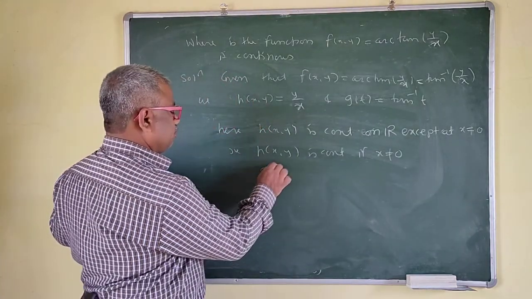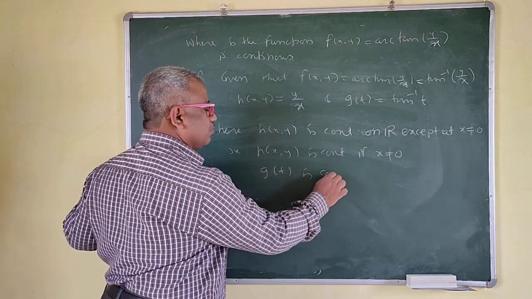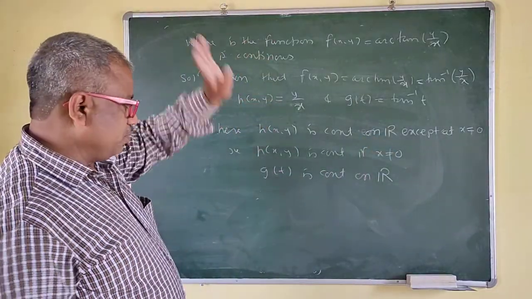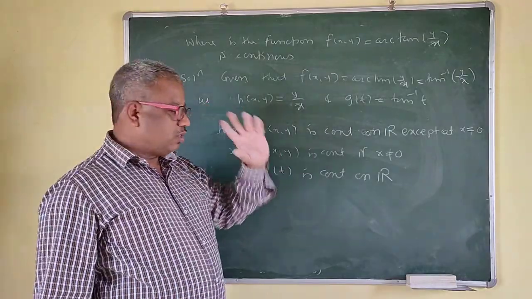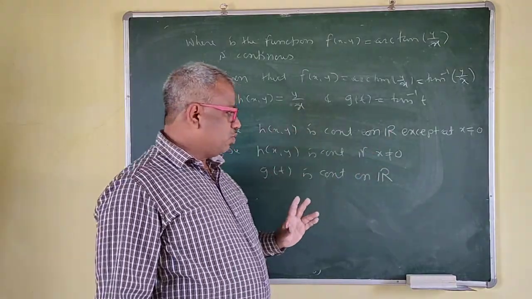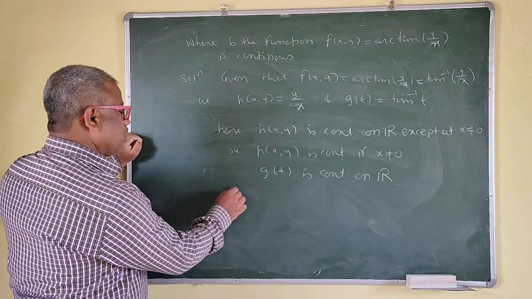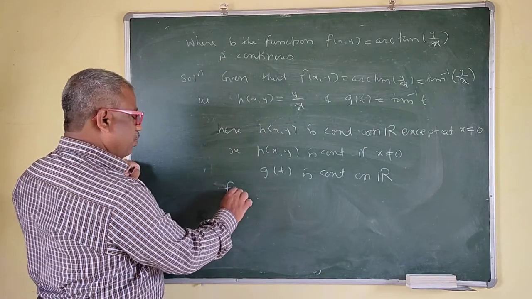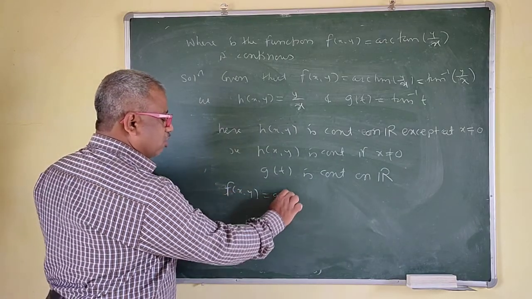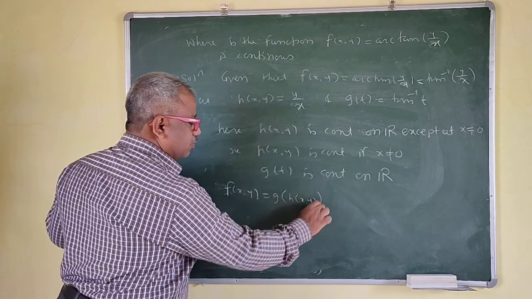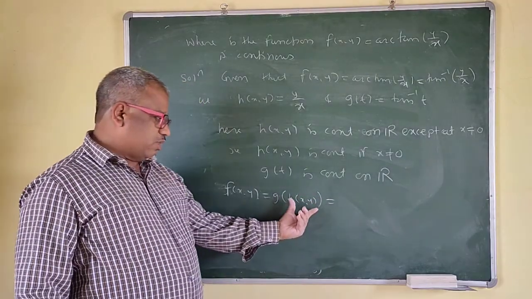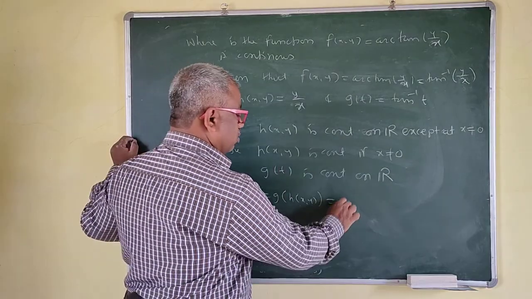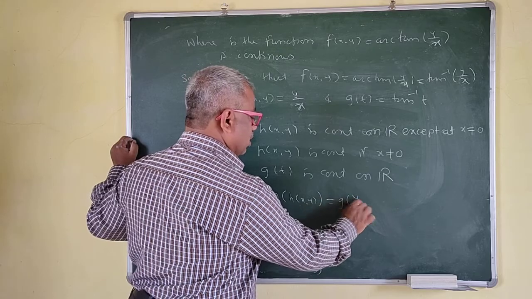Now g of t is continuous on R. Everywhere it is continuous. Right? Now g of xy is also continuous everywhere except at x is equal to 0 now. Right? Now what is this then? What is your f of xy? It is the same as g of h of xy. We will calculate g of h of xy now. H of xy is y upon x. So g of y upon x now.